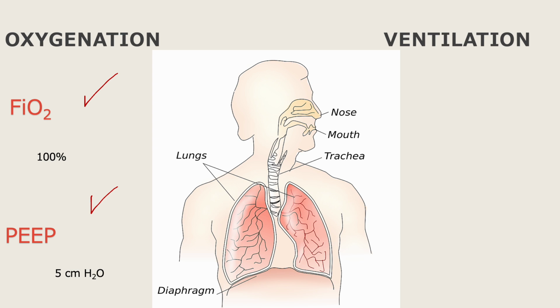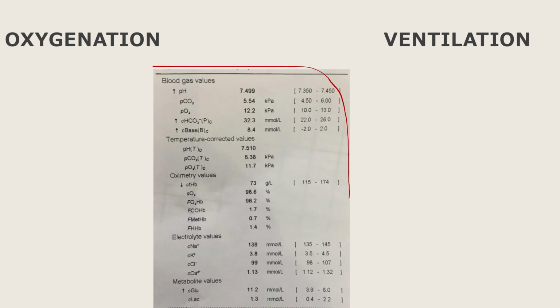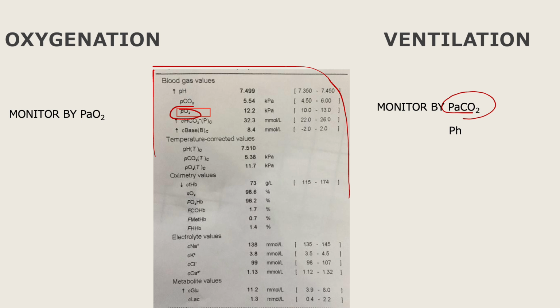Now, ventilation, that is by tidal volume, which should be at 6 ml per kg ideal body weight, and respiratory rate, which is at 14 to 20. Now, how do I monitor that? This is a typical arterial blood gas analysis showing you how to monitor oxygenation by the PaO2, which should be 80 to 100 millimeters of mercury, and how to monitor ventilation, that's by PaCO2. Make sure that the patient is not retaining extra carbon dioxide in blood. It should be from 35 to 45 millimeters of mercury, no more, no less.